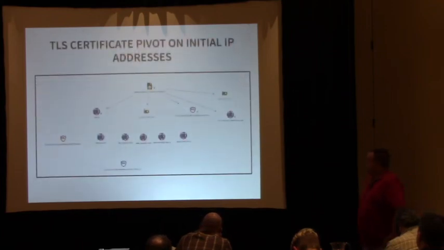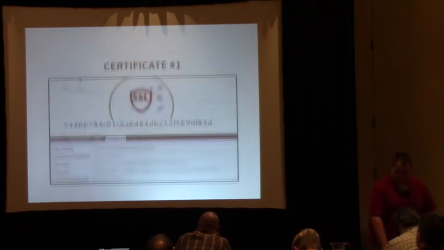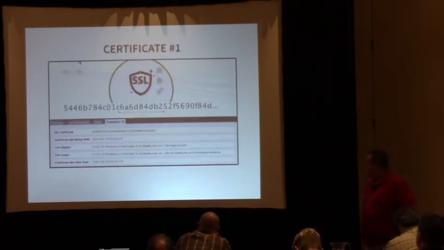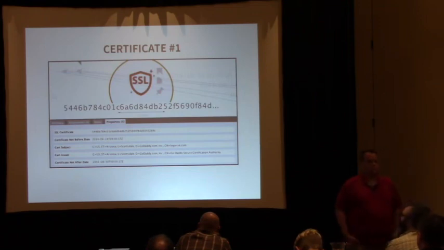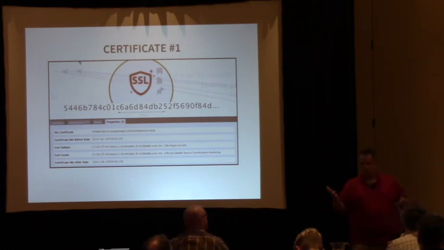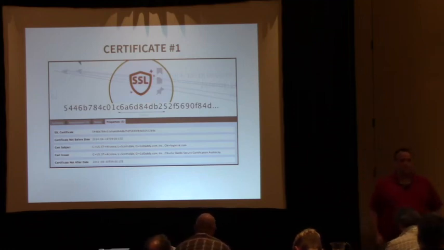So we take that TLS certificate and we pivot on it, or we take the IP address and we pivot on it, and we get 2 TLS certificates. Let's take a look at the first one. Does anyone know what VK or login.vk.com probably is? Does anyone know what vk.com is? It's Russia's version of Facebook, basically.